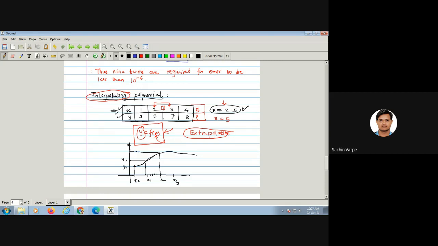That means if I want to find the value here corresponding to this point, then if I have the function y equal to f of x, then by substituting that x value, I can get the value of y required there, isn't it? So that is the main theme of this interpolation.